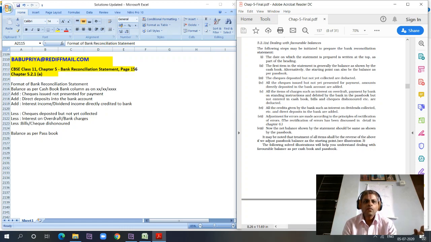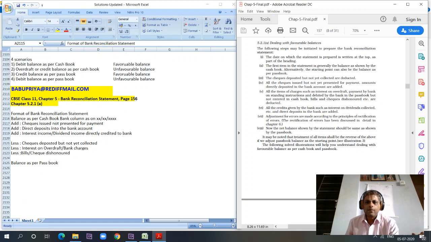Two are favorable balances, you can see here. One is debit balance as per cash book and credit balance as per passbook. Both are favorable scenarios. And the third one is credit balance as per cash book and debit balance as per passbook. And both are unfavorable scenarios. So let's understand the concepts in detail.